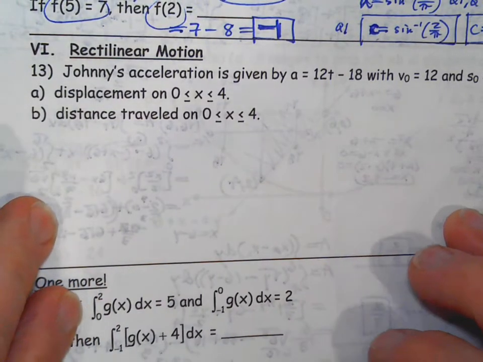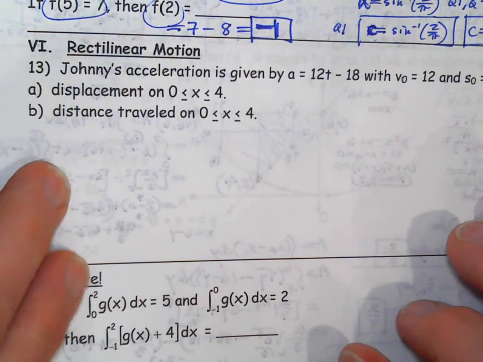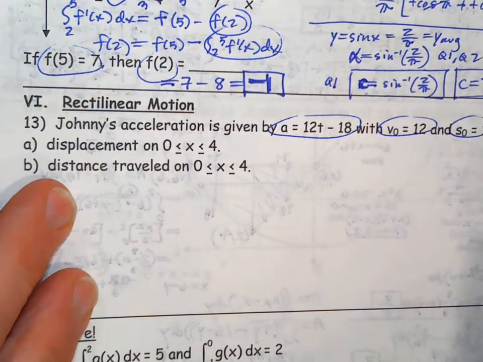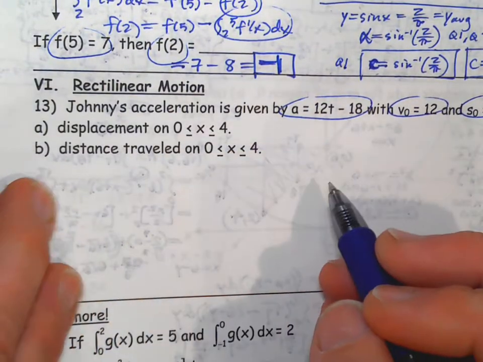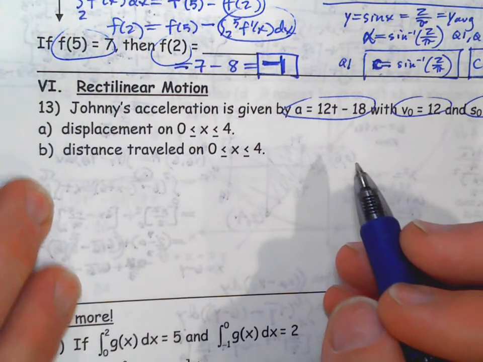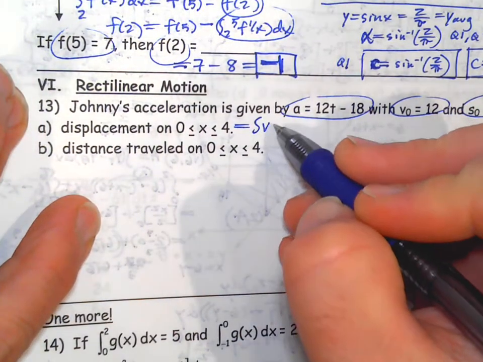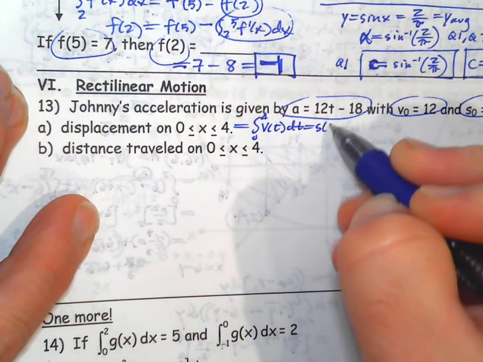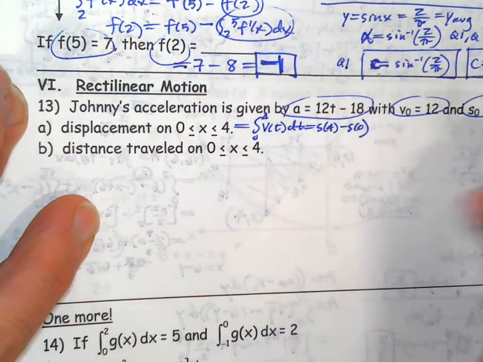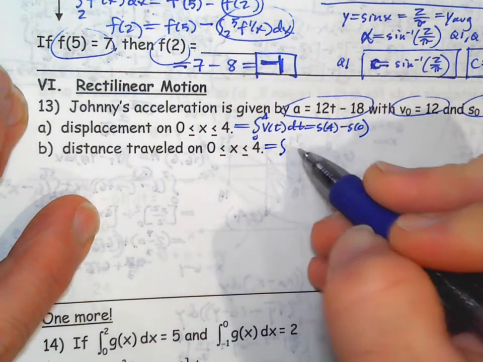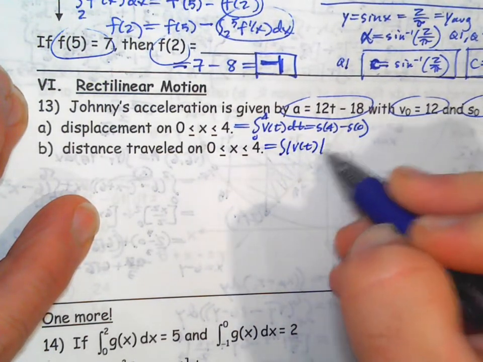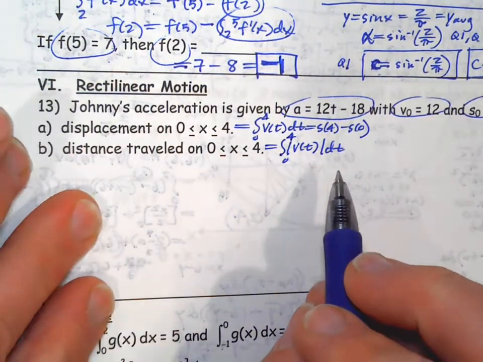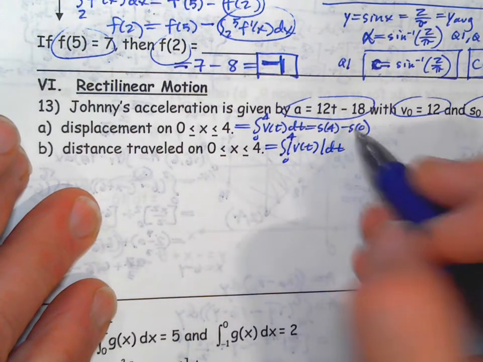Okay, motion. Rectilinear motion, one-dimensional motion. Johnny's acceleration is given by that. We have initial velocity, initial position. We want to find displacement and distance. Now, displacement is equal to the integral of velocity from 0 to 4, which ends up being the position at 4 minus the position at 0. You can do that. Distance is the integral of the absolute value of velocity from 0 to 4. My preferred method is to make a table to do all this stuff.